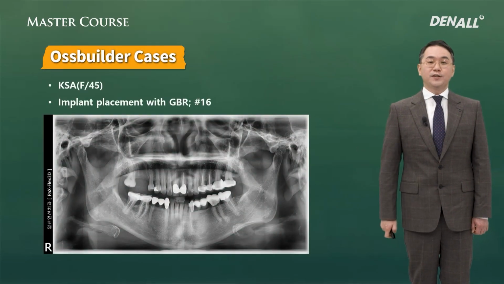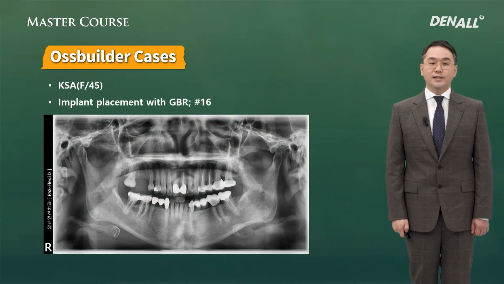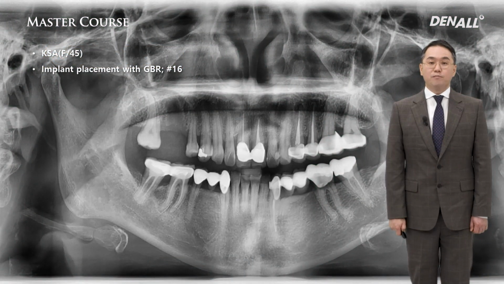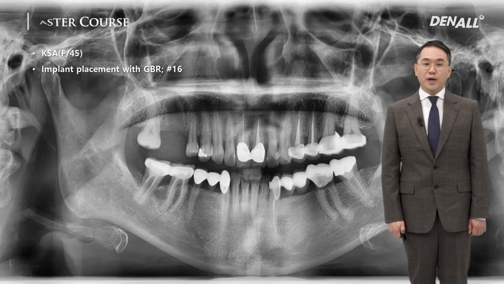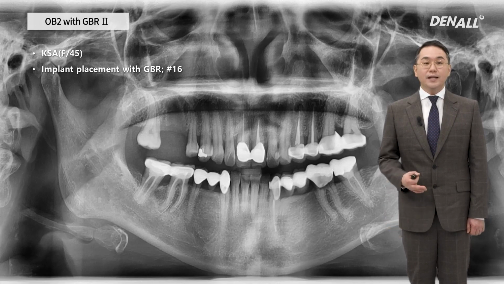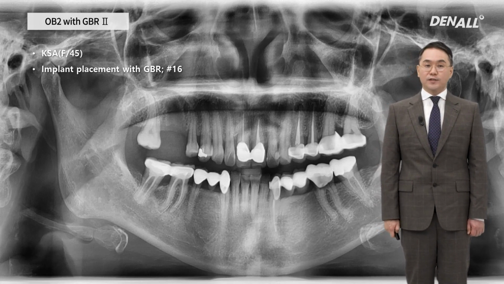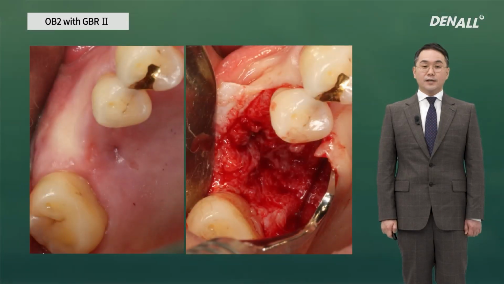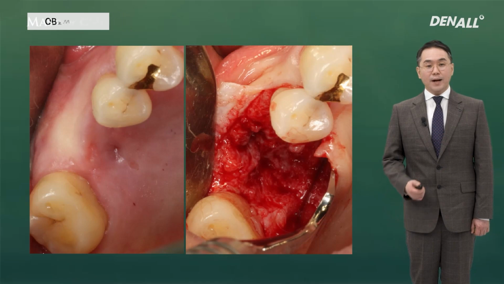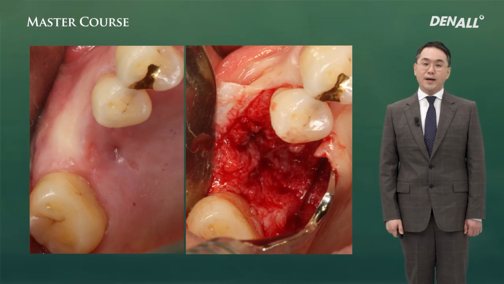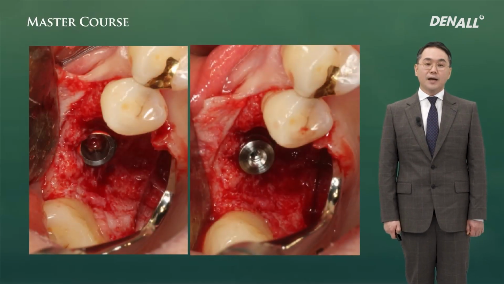Let me show you a case that I've used the internal connection type anchor for the first time in number 16 because of severe perio disease. Extraction was done. I waited 3 months for healing. You can see that bone defect is very severe on the palatal side. After 3 months, you can see that soft tissue has healed well on the palatal side. You can see extensive and severe defect.